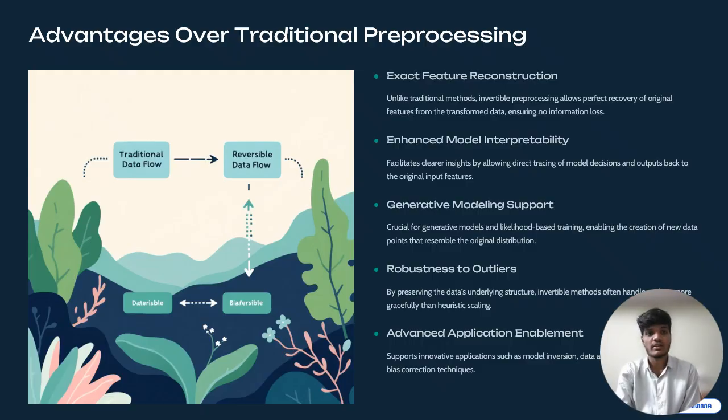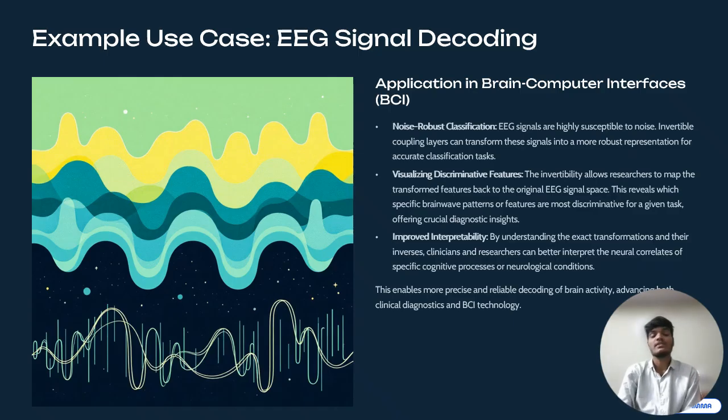Next, go to the next slide. Example use case. Now we take an example of EEG signal decoding. Here we have taken the application of brain computer interface, BCI. Noise robust classification: EEG signals are highly susceptible to noise. Invertible coupling layers can transform the signals into a more robust representation for accurate classification tasks.